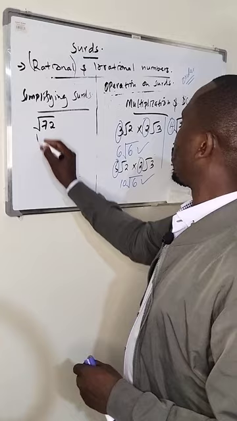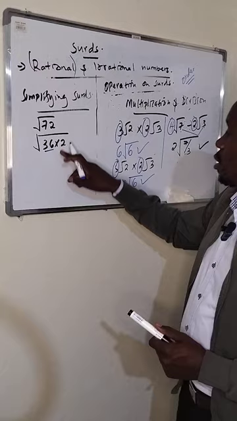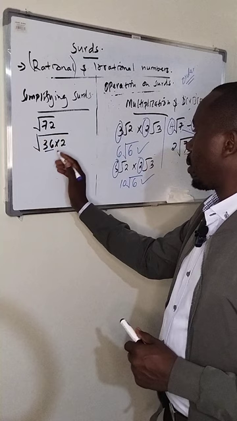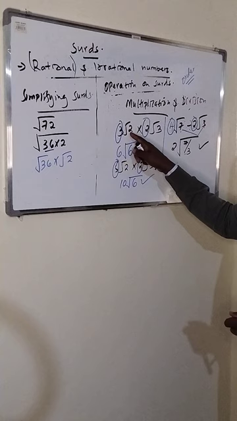So you just write root 36 times 2. In these two numbers, 36 has a definite root and 2 doesn't. After writing it that way, you can now proceed to split these two. Remember, this is multiplication, so this is root 36 times root 2. In multiplication, you can take the numbers under the root sign, 36 times 2, to get 72.